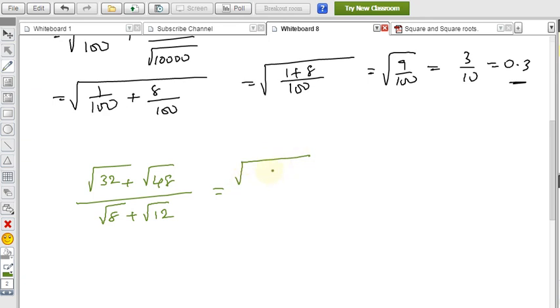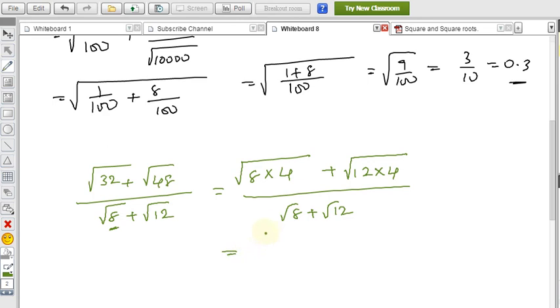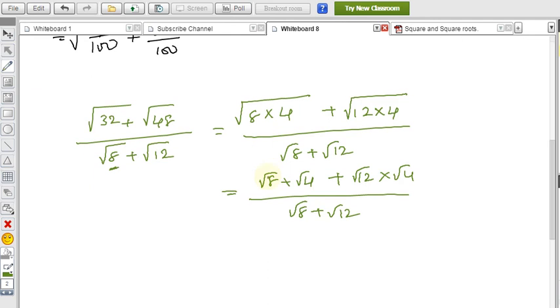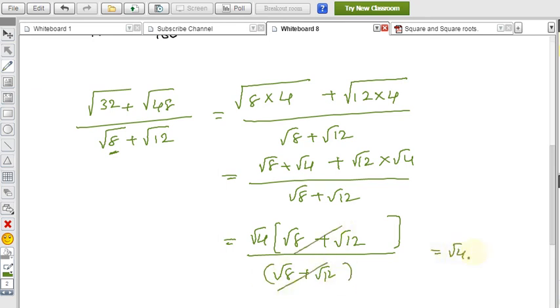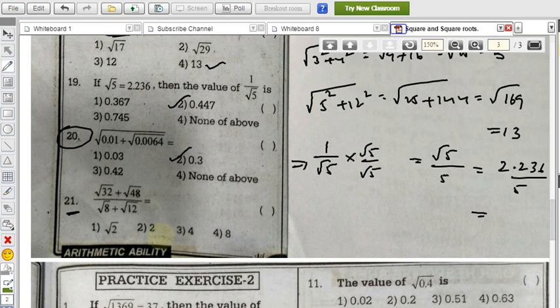Let us split this 32, because 8 is there. So 8 into 4 we can write, and root 48, 12 into 4 we can write, by root 8 plus root 12. If you split that, root 8 into root 4 plus root 12 into root 4, by root 8 plus root 12. So root 4 you can take common in the numerator. If you take root 4 common, root 8 plus root 12 is left, by again root 8 plus the same root 12. So this part will get cancelled. So root 4 is left. Root 4 is the square root of the perfect square 4, which is 2.